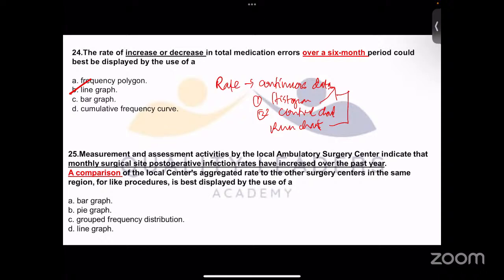What's the answer? The statement here is that a local center measured monthly surgical site infection rates, which showed an increase over the past year. How should this be displayed? Since it is monthly data, meaning over time, we use a run chart or control chart. The correct answer here is the line graph.